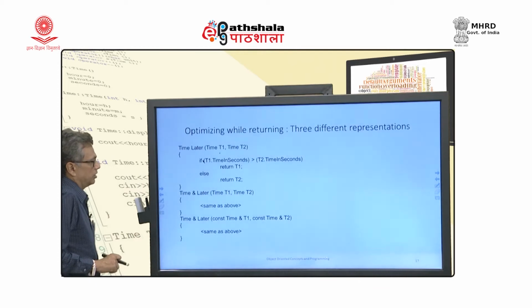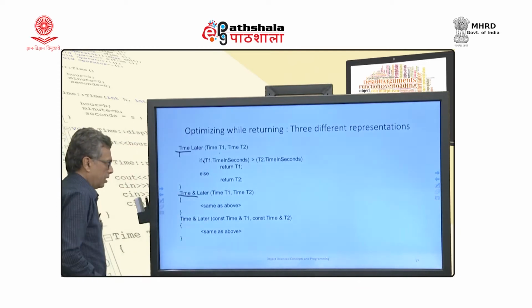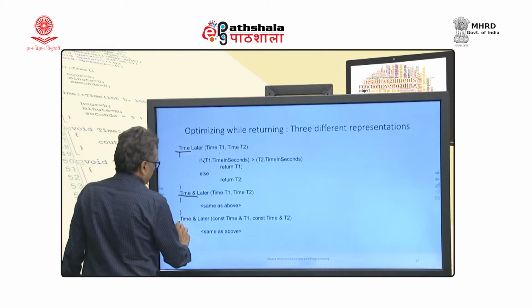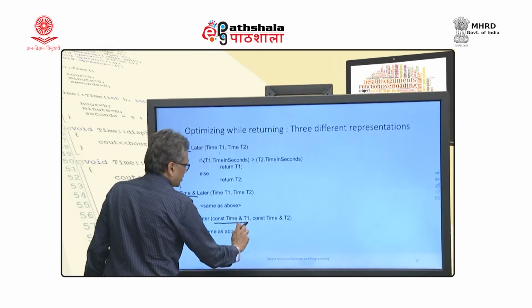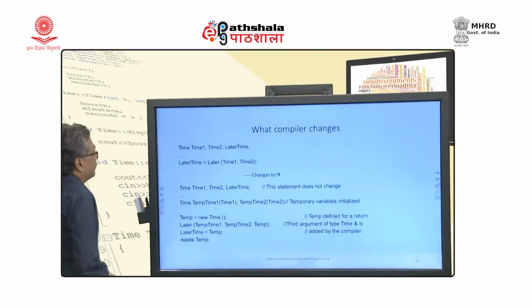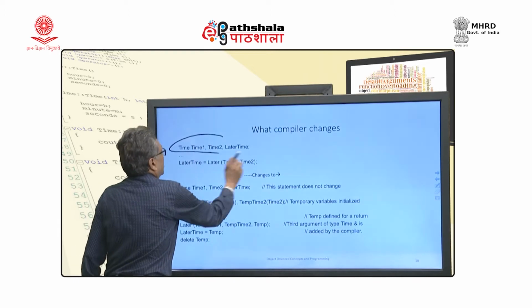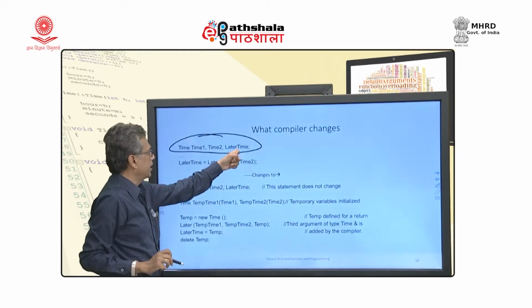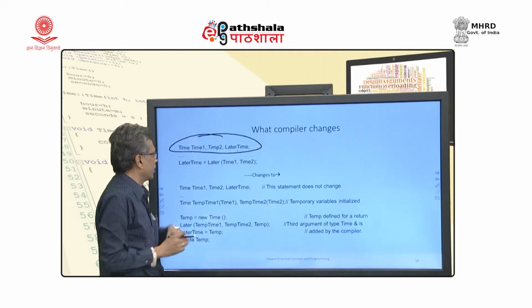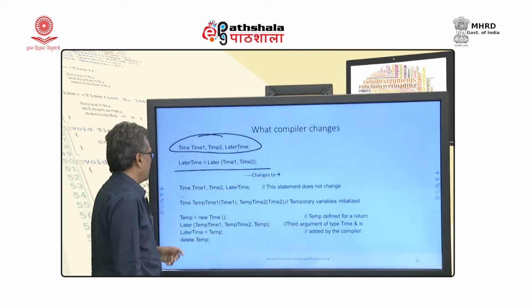Now, the second version is a little different: instead of returning time, I am returning a reference to time. The third case, I am also referencing this and also passing constants. Now, what is the difference? The difference is that in case number 1, there are three things that are needed. This is a return type, this is the first value parameter, and the second value parameter. So, this will have to change actually.